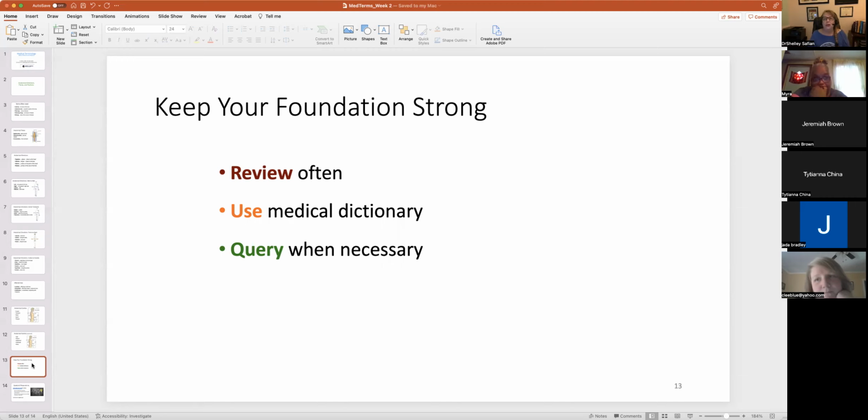Use your medical dictionary without a second thought. If you come upon a word, a medical term that you do not instantly know, look it up. Look it up every time until this is a phalanges.